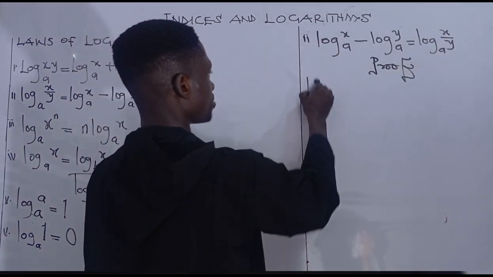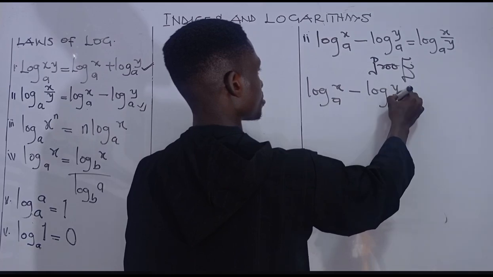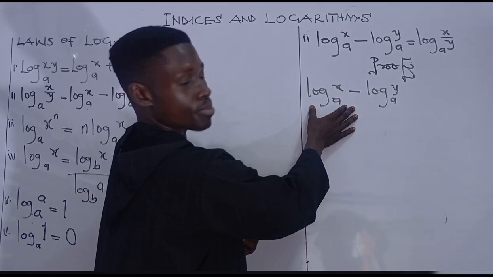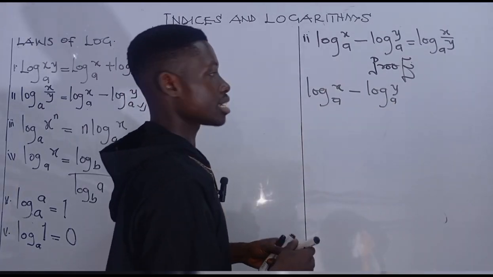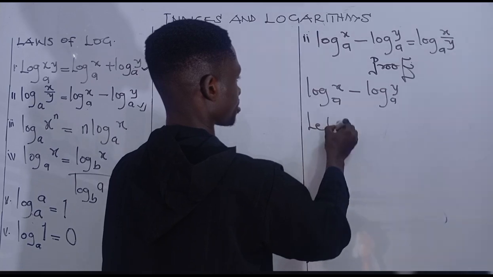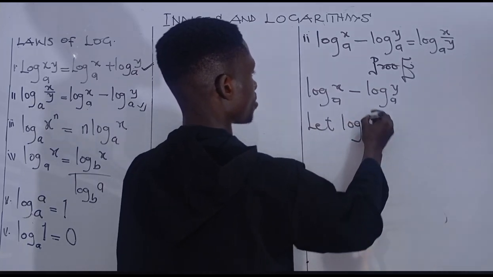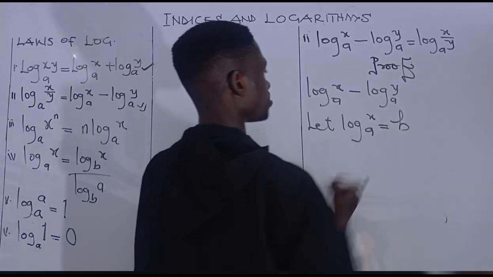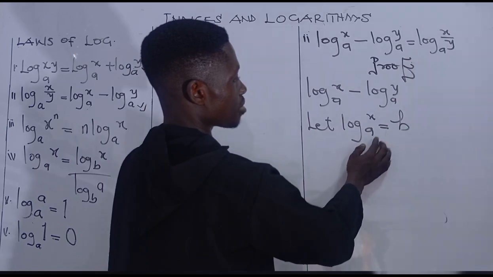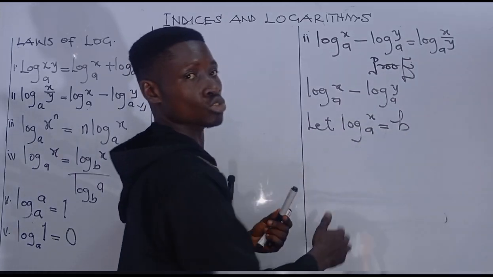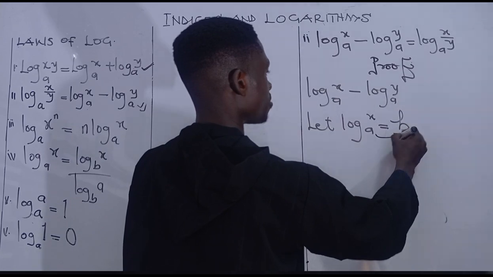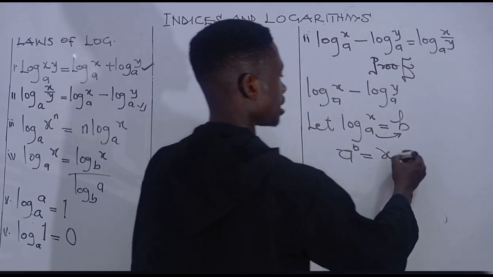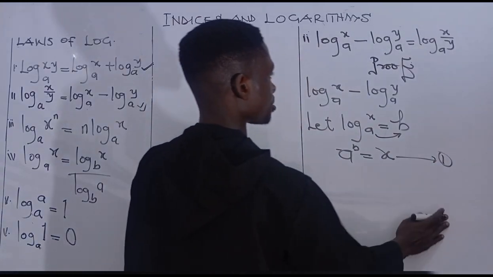On the left, we have, now we are going to assign variables to represent this and another variable to represent this. So we have, let log of x to the base of a be equal to any variable at all. Let's say the variable b. Now we are going to express this or convert this into an exponential form. So you have a raised to the power b is equal to x. Let's call this equation 1.